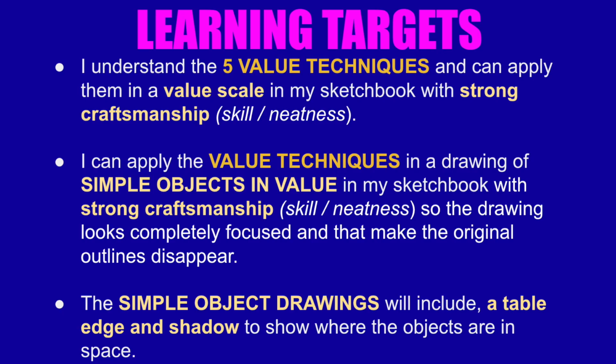The learning targets for this unit are: I understand the 5 value techniques and can apply them in a value scale in my sketchbook with strong craftsmanship, which means skill or neatness. I can apply the value techniques in a drawing of simple objects in value in my sketchbook with strong craftsmanship, so the drawing looks completely focused and makes the original outlines disappear. The simple object drawings will include a table edge and shadow to show where the objects are in space.